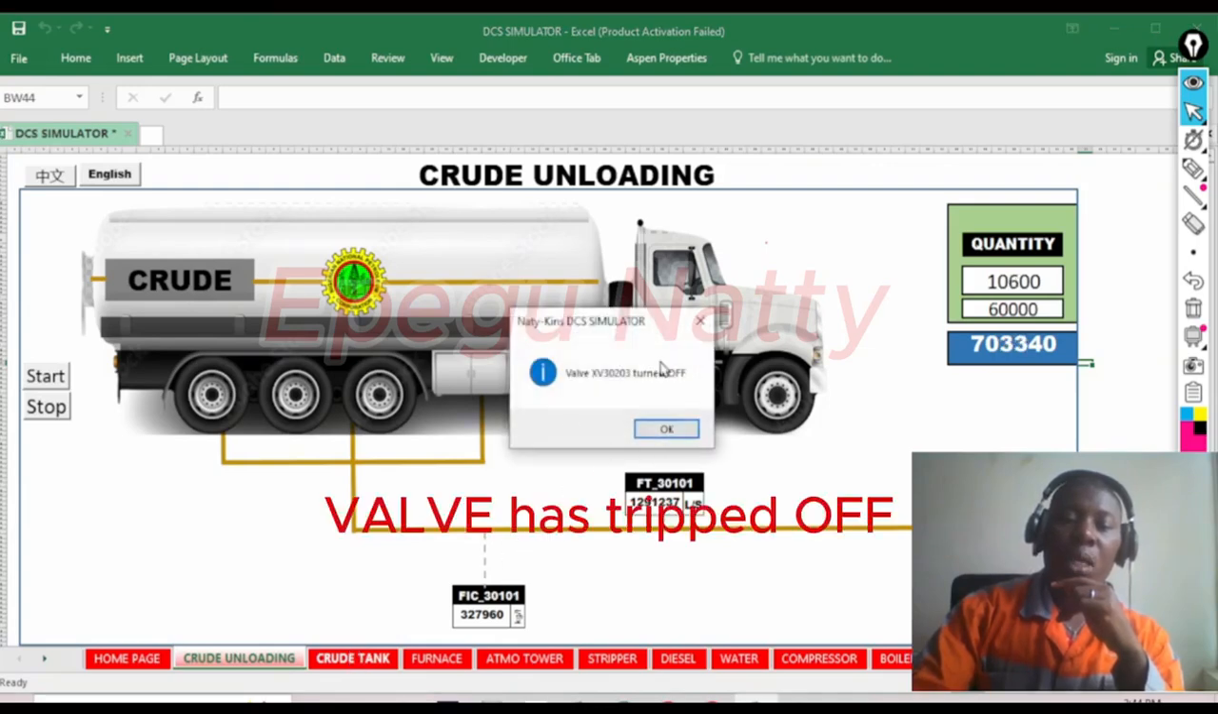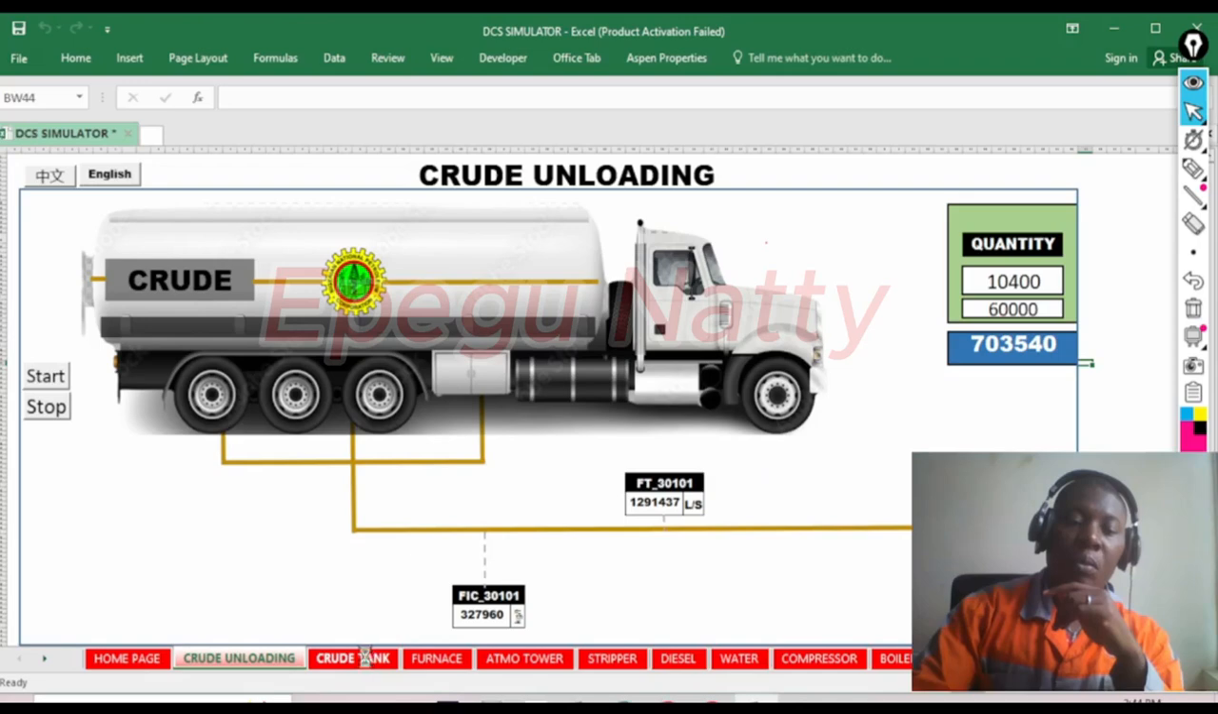Okay, so there's a trip. There's a trip of the pump. Now as you can see, the pump has tripped off, and the level is still at 10,600 liters. So let's go to the critical level.